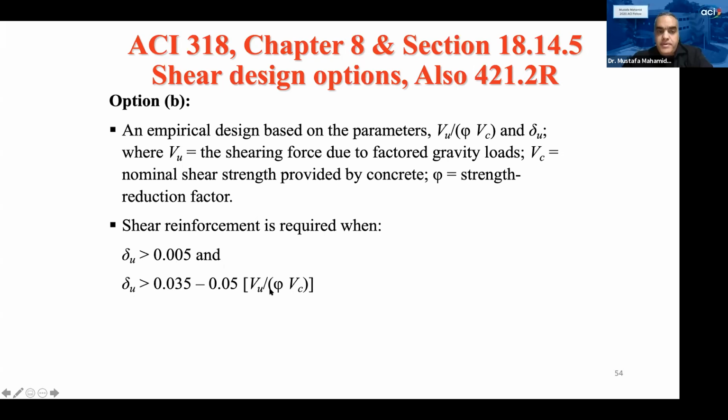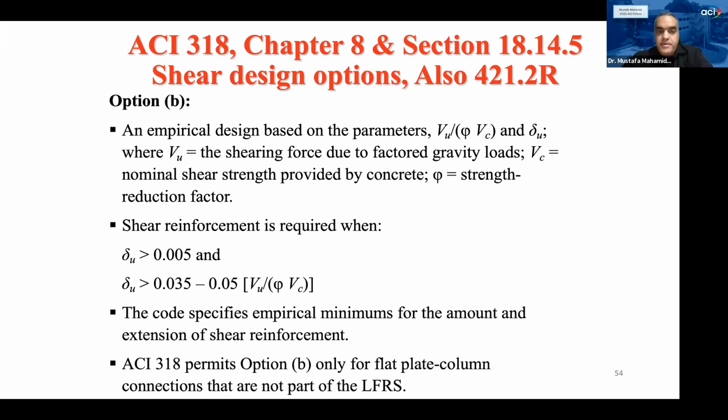So the code specifies empirical minimums also for the extension of the shear reinforcement. ACI permits the use of option B only for flat plate columns that are not part of the lateral force resisting system, just for gravity load. But we have to check the drift issues. It could be a slab. You may have moment frames taking care of the lateral loads, but punching shear during an earthquake may happen. So that's why we have to check the drift.